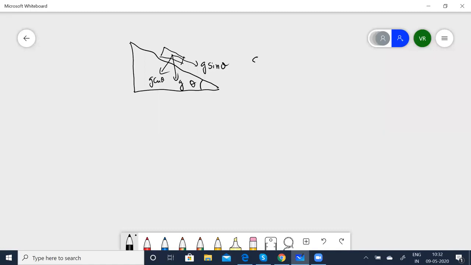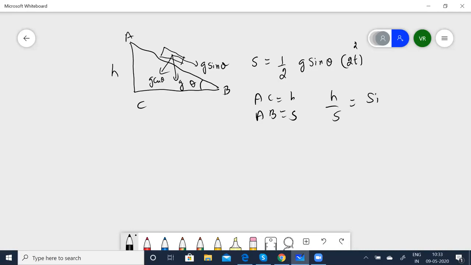Now, you know, S is equal to half g sin theta into (2t) whole squared. Now you know from this diagram, this whole distance is x. If I mark it as A, B, and C, AB is S and AC is H. So what is H by S? Nothing but sin theta. So you can write S equal to H by sin theta.